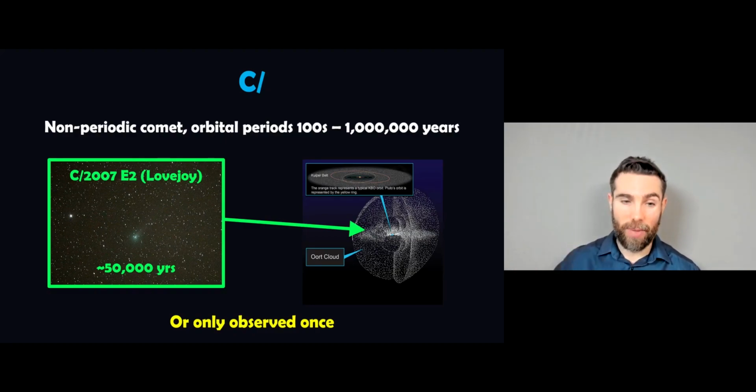An example here would be Comet Lovejoy, C/2007 E2, which has an orbital period of approximately 50,000 years. It takes some time to go into the system and come back out. That would have originated much further out in the solar system, probably in the Oort cloud, which is a spherical structure at the outer part of the solar system, a collection of comet-like objects, and long-period comets are going to originate there. So this C likely denotes comets that come from much further out.